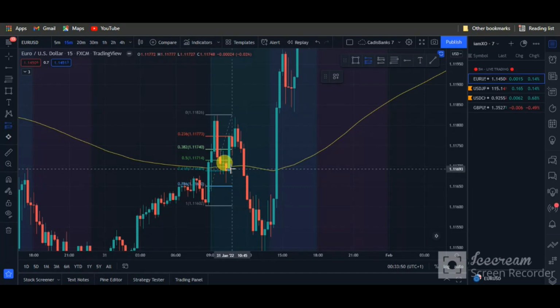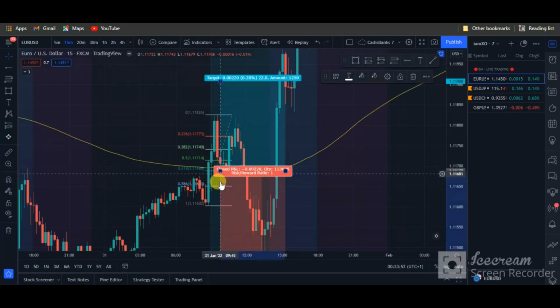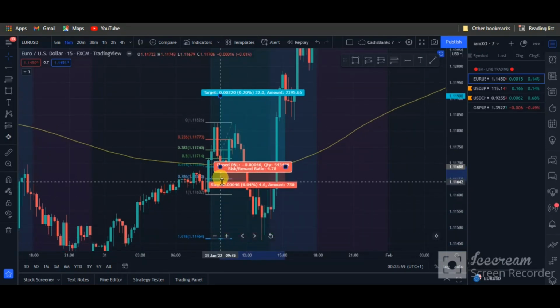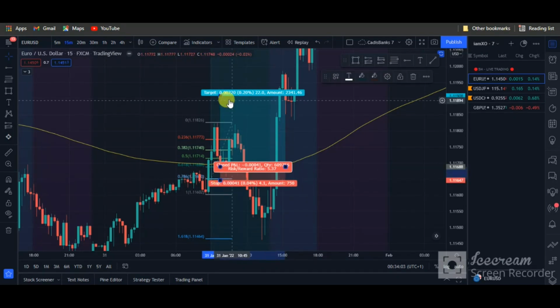All right, so at this point, like I said, your trade is at the 61.8, and your stop loss, oh my god, this is too huge. All right, so your stop loss will be slightly below the 61.8 zone, just like this, and you want to target a 1 to 2.